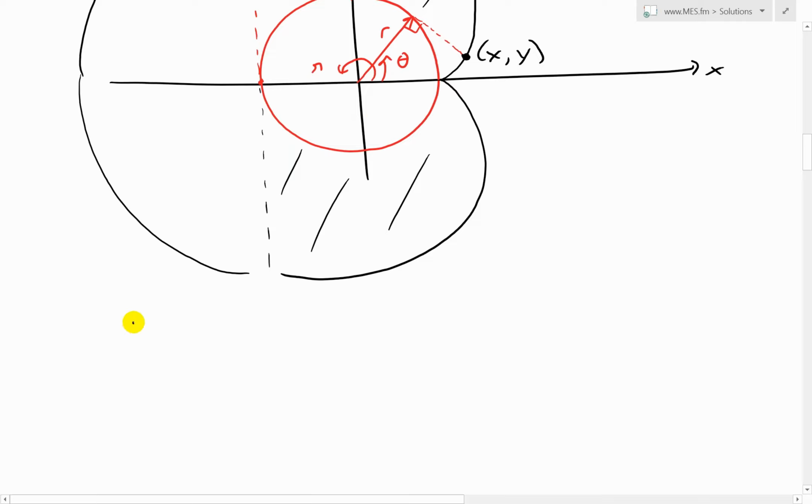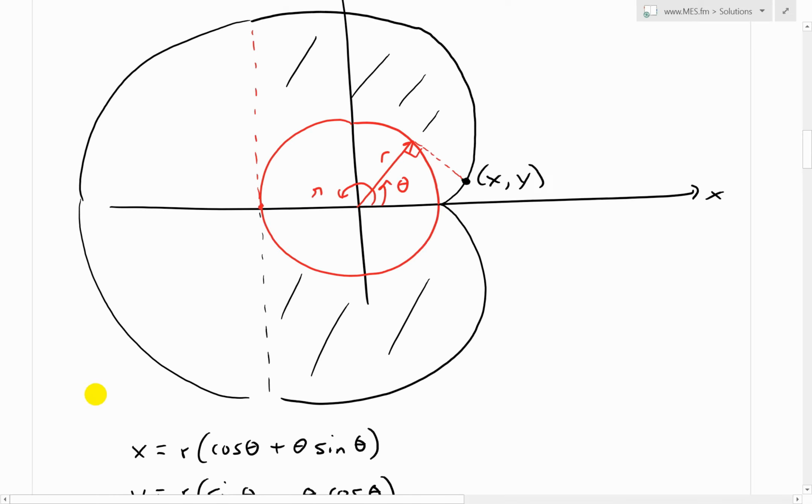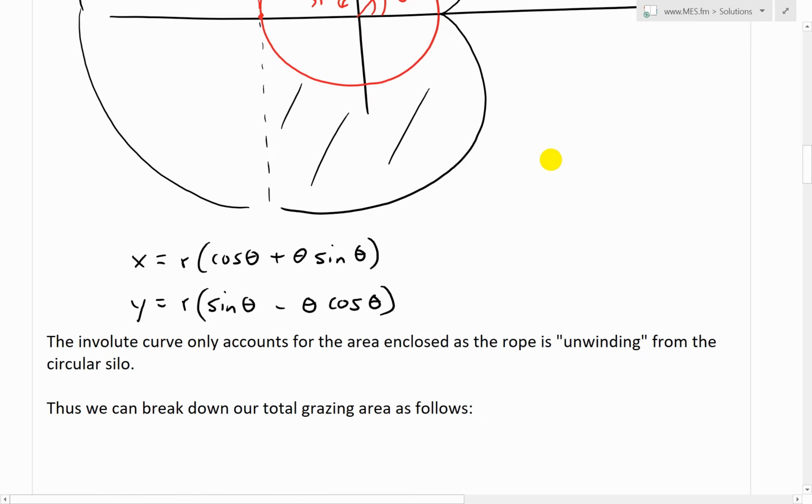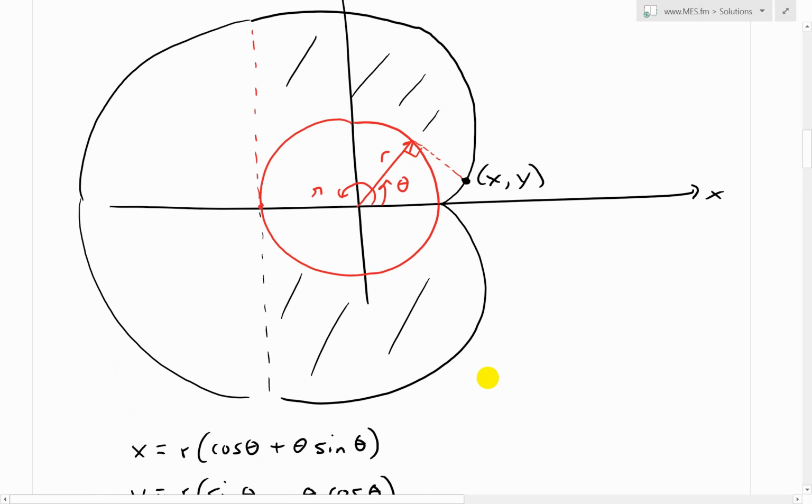Where x, like I showed in my earlier video, is equal to r times cosine theta plus theta sine theta in parametric form, and y is equal to, if I remember correctly, r times sine theta minus theta cosine theta. Now that we have written these, make sure to watch my last video to see how I got these parametric equations.